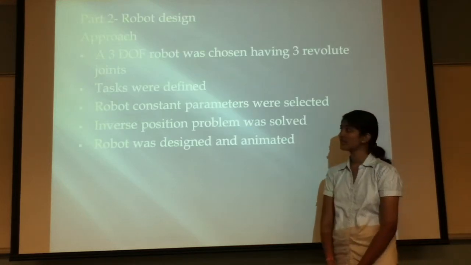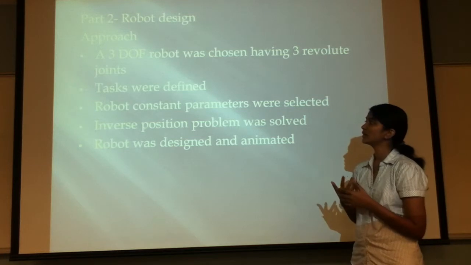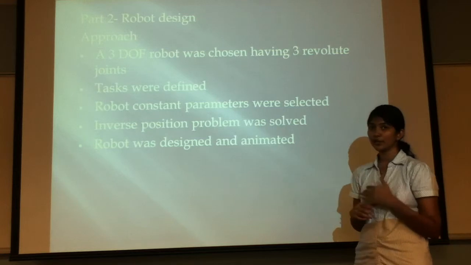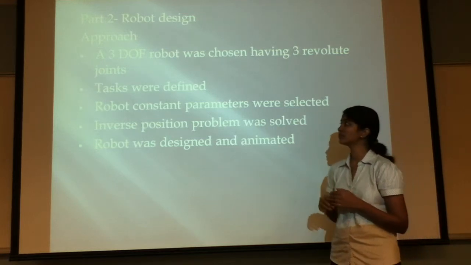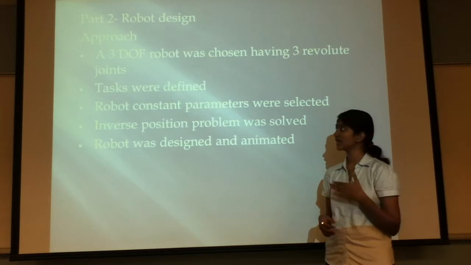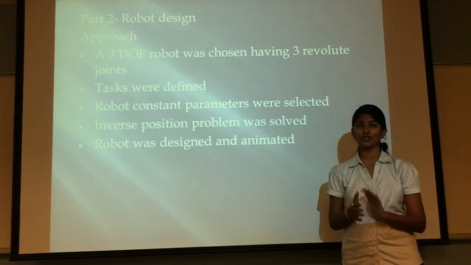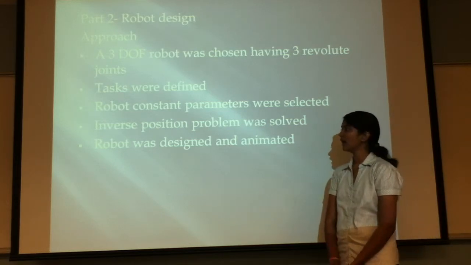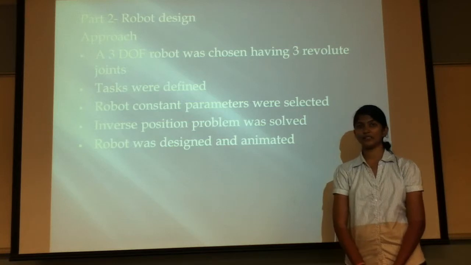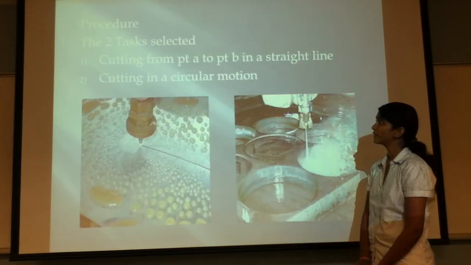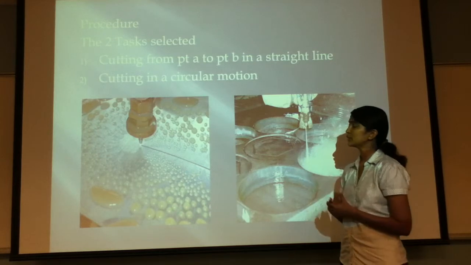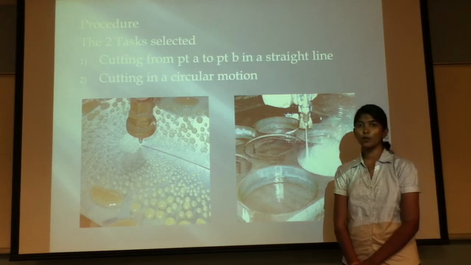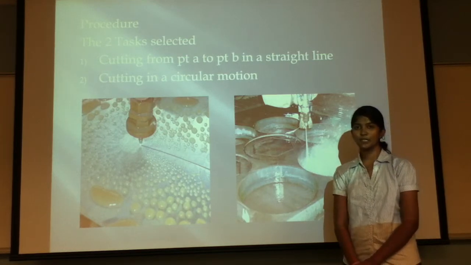Part 2 is about the robot design approach. The approach for this conceptual robot design is that a 3 degree of freedom robot was chosen, having 3 revolute joints. Tasks were defined, robot constant parameters were selected, the inverse position problem was solved, and the robot was designed and animated with the help of SolidWorks. The procedure for this conceptual design was initially to fix the workspace of the robot, later define the end effector paths.